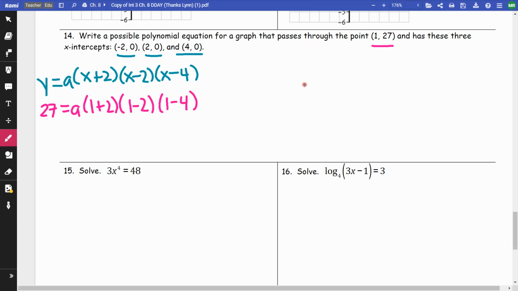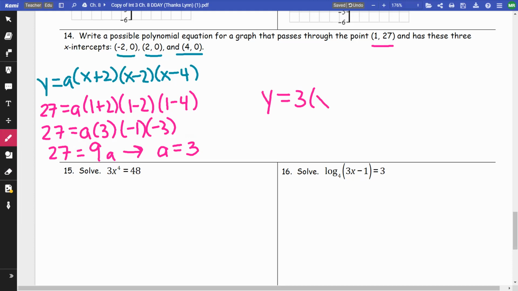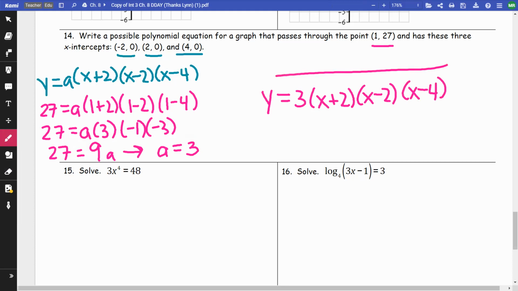times 1 minus 4. So 27 is equal to a times 3 times -1 times -3. So -3 times -1 times 3, that's going to be a positive 9. So I'm going to have 9a. And then when I divide by 9, I get 27 over 9, which is going to be a 3. So my equation is going to be y equal 3 times x plus 2 times x minus 2 times x minus 4. They're not asking for it to be in standard form. But I do need to be finding an a because they gave us a point for it to go through. And so that's my answer.